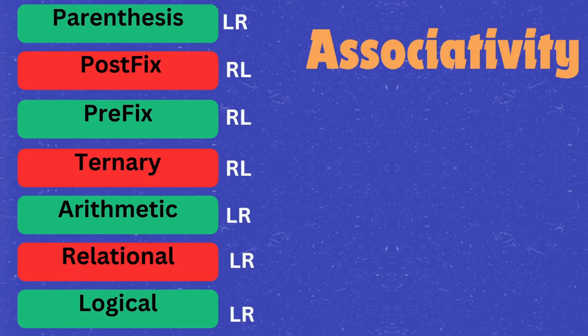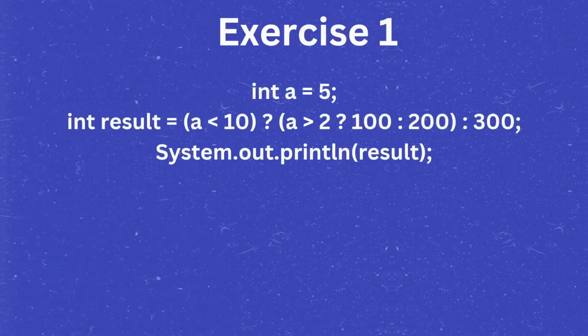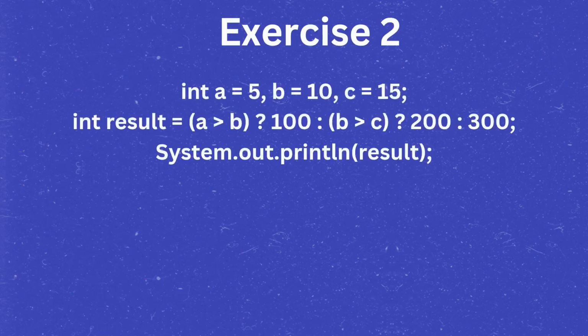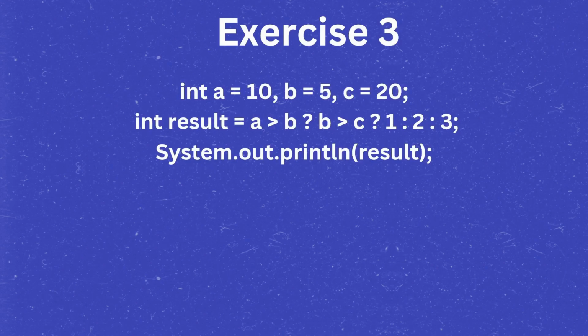Now, for you to practice on precedence and associativity, I have a few exercises. First is this one. Next is this one. Third is this. So do all practice exercises 1 to 3. Post your answer in the comments. I'll check them. This will help you to learn about precedence. Also, you'll remember the order of precedence. Associativity is simple. Postfix, prefix and ternary are right to left. Apart from that, all of them are left to right.